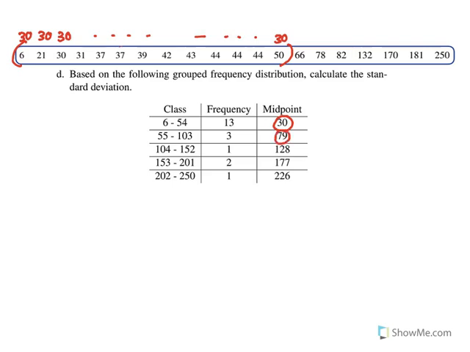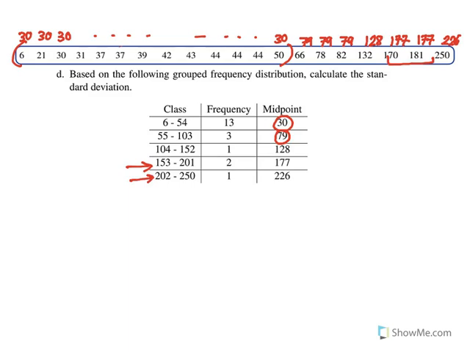The midpoint is 79, so you consider that these three values are 79, the ones between 55 and 103. And 128 will be once, and then 177 for the class that is between 153 and 201, and then 226, you will take it as the midpoint of the last class that we have.